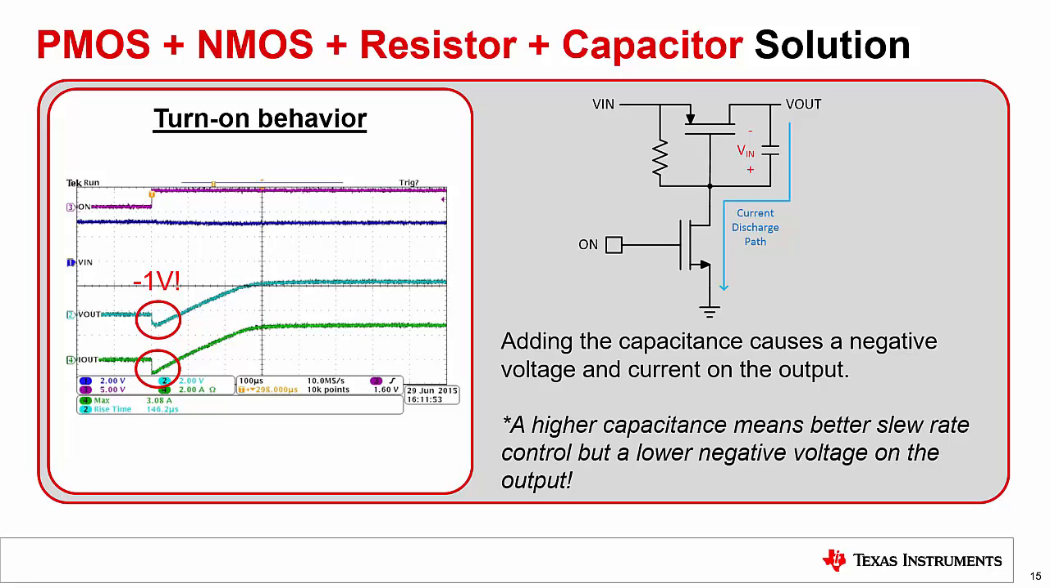While a higher capacitance can help reduce inrush current, it will also cause more of a negative voltage and current for the solution. With 47 microfarads, negative 1 volt was observed on Vout. This can cause damage to the load if the input of the load is not able to handle this negative voltage.